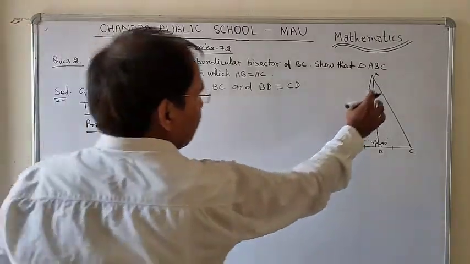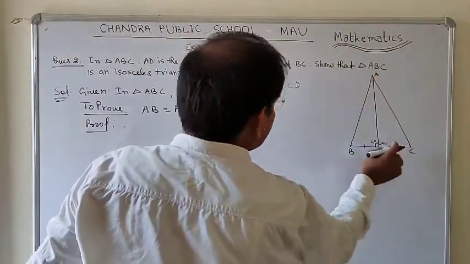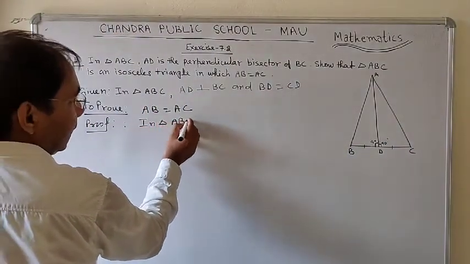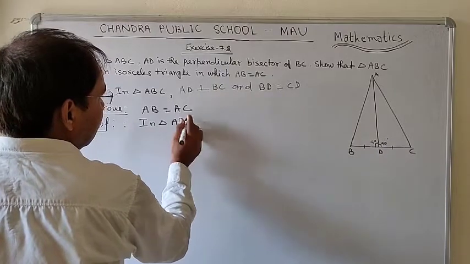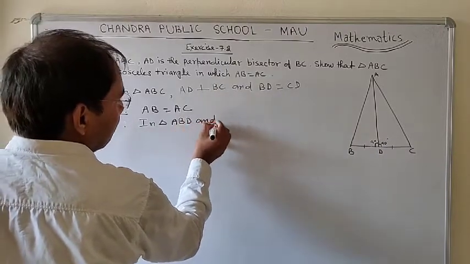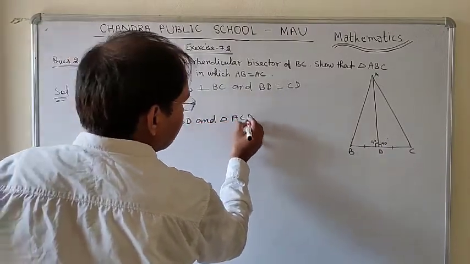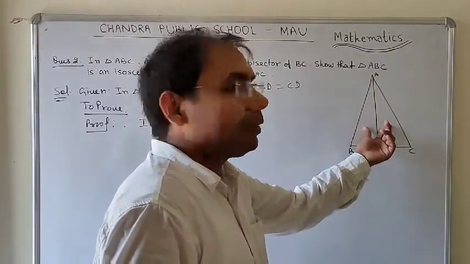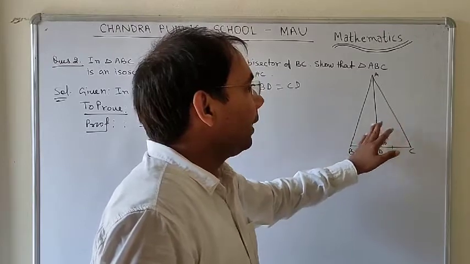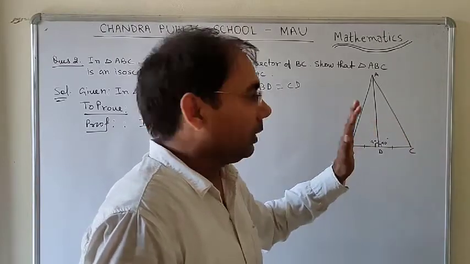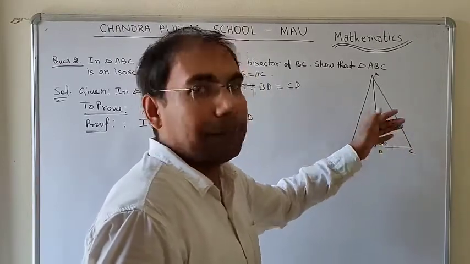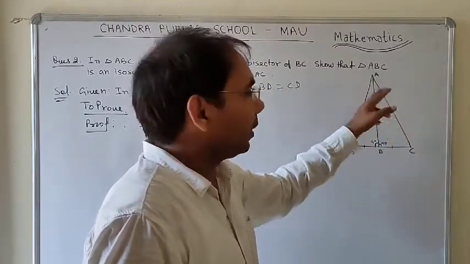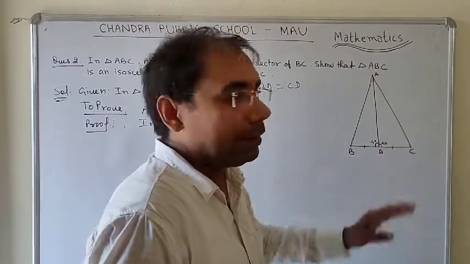I am going to take triangle ABD and triangle ACD. Why am I going to take these two triangles? If we are able to prove that both are congruent, then by simplicity AB equal to AC. And if AB and AC are equal, then ABC will be an isosceles triangle.